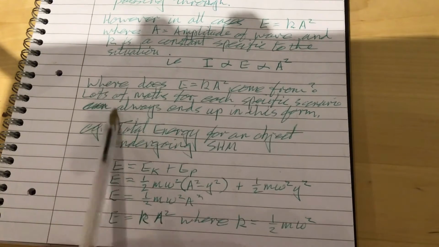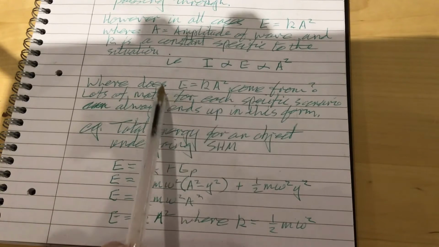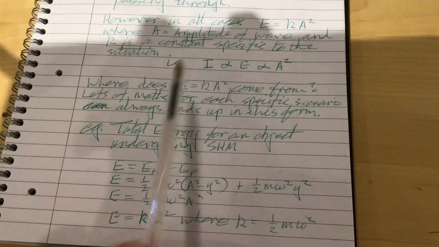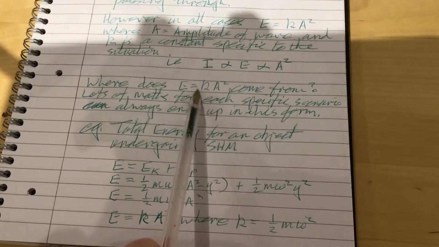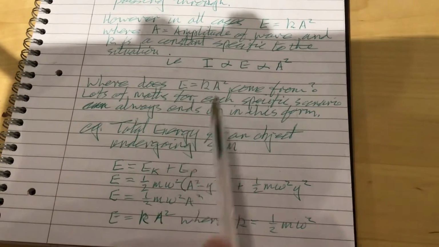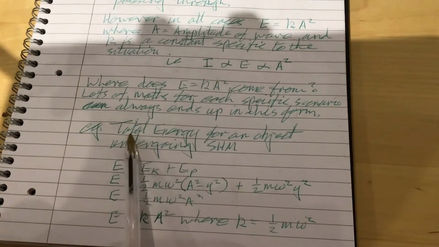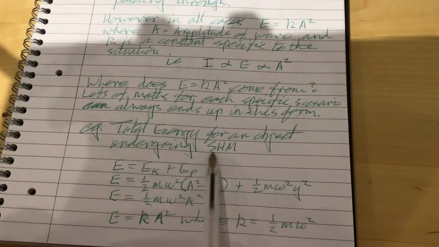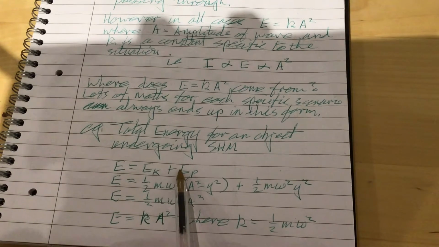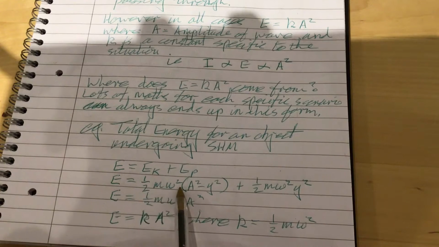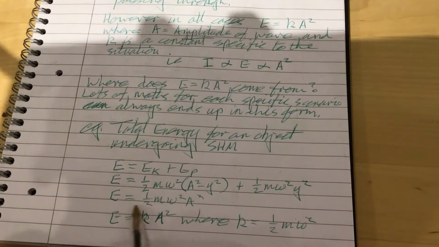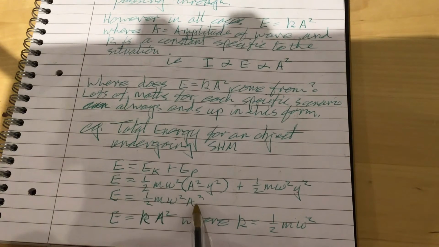Any situation you like, no matter how complex you want to make it, the energy that the wave is transporting from point A to point B is always going to be proportional to the amplitude of the wave squared. For example, if we look at the total energy of an object undergoing simple harmonic motion, well, add the kinetic and the potential energy together, half m omega squared (a squared minus y squared), plus a half m omega squared y squared, and we get a half m omega squared a squared.